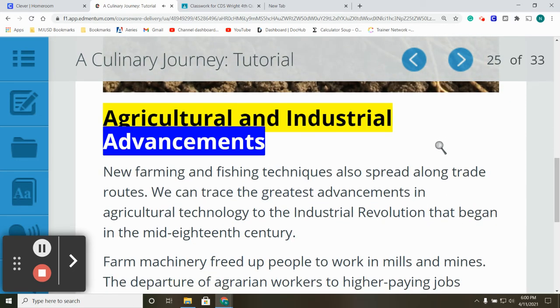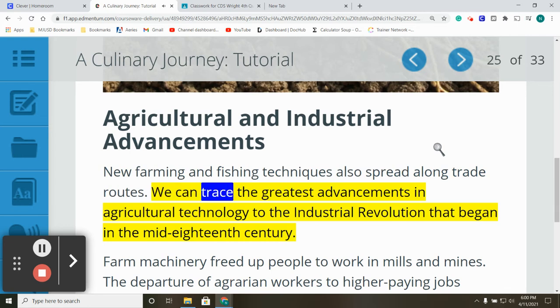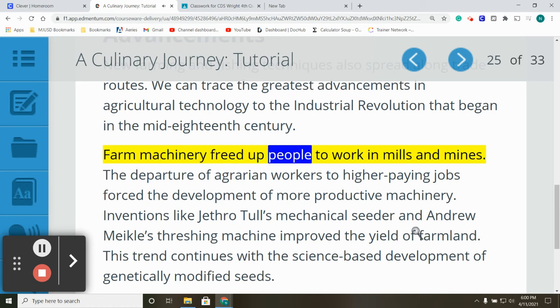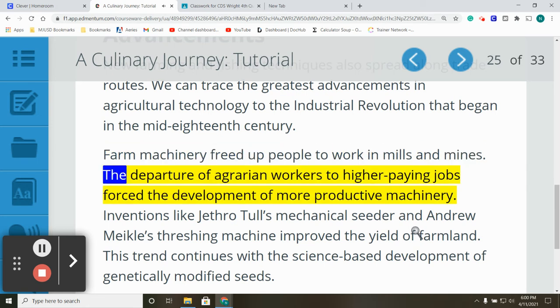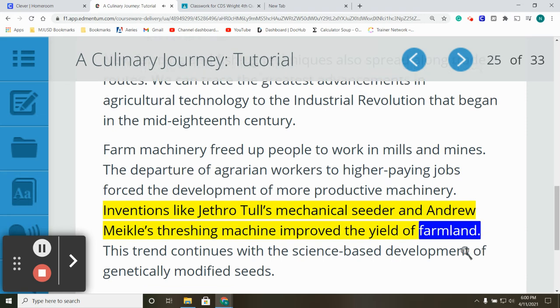Agricultural and industrial advancements. New farming and fishing techniques also spread along trade routes. We can trace the greatest advancements in agricultural technology to the Industrial Revolution that began in the mid-18th century. Farm machinery freed up people to work in mills and mines. The departure of agrarian workers to higher-paying jobs forced the development of more productive machinery. Inventions like Jethro Tull's mechanical seeder and Andrew Meikle's threshing machine improved the yield of farmland.